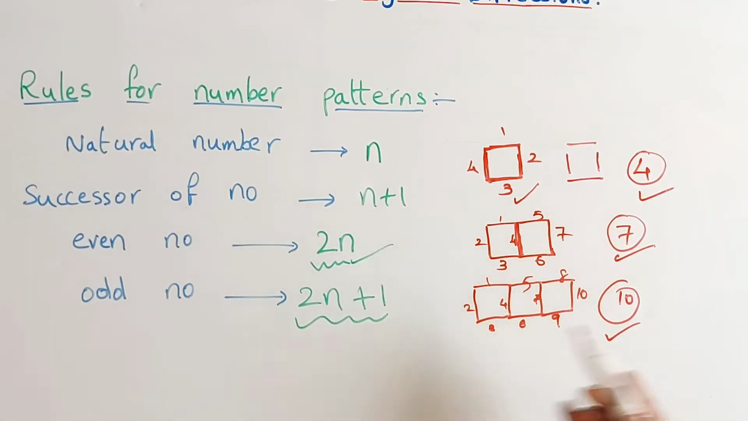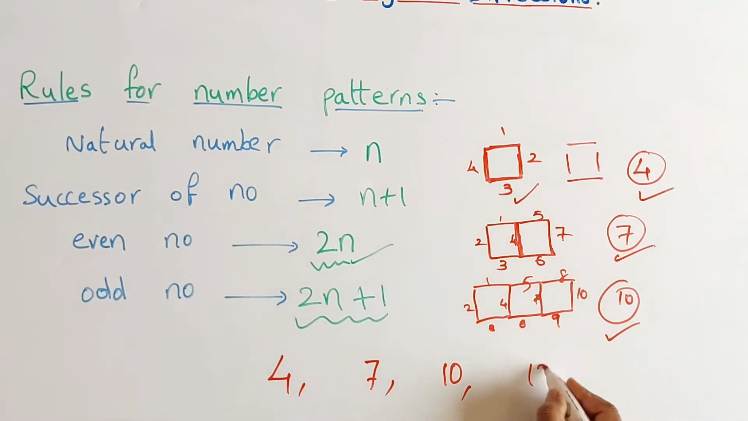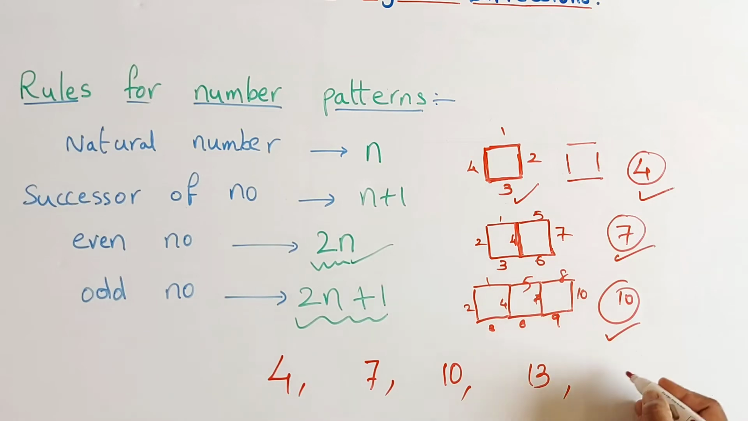In this case we use line segments 4, 7, 10. If we increase, it will be 13 because 3, 3 gap, no? 3, 3 and 10 plus 3, 13. After that 16, and so on. Right children? So this is the pattern.